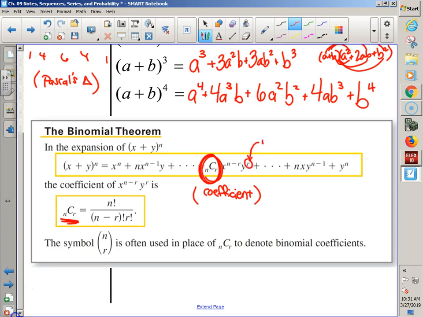r is the power of b, and n is the power of the binomial. So that's how we can find the different pieces to plug in.